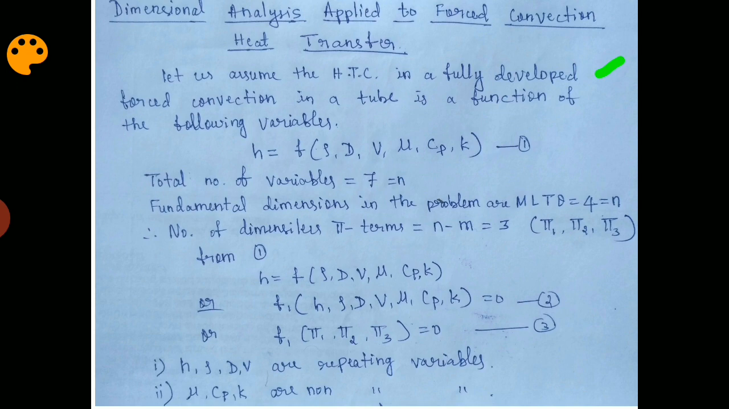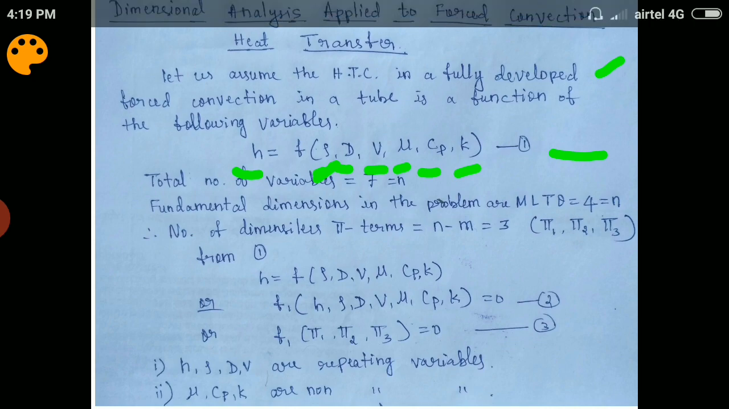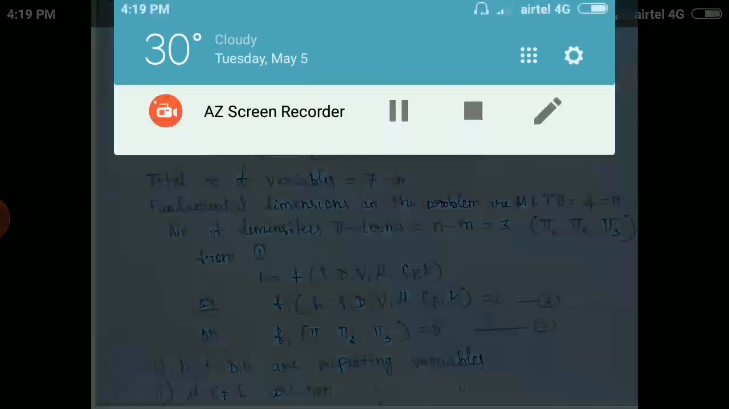a tube is a function of the following variables. So this is very important. First we have to write down the dependency of h on the remaining variables. So h is a dependent variable, remaining are independent variables. As it is seen in the equation, h is the dependent variable, which is a function of rho, density of the fluid, diameter of the pipe, velocity of the fluid, viscosity of the fluid, then specific heat of the fluid, then k, thermal conductivity. So these all are the variables in the problem.